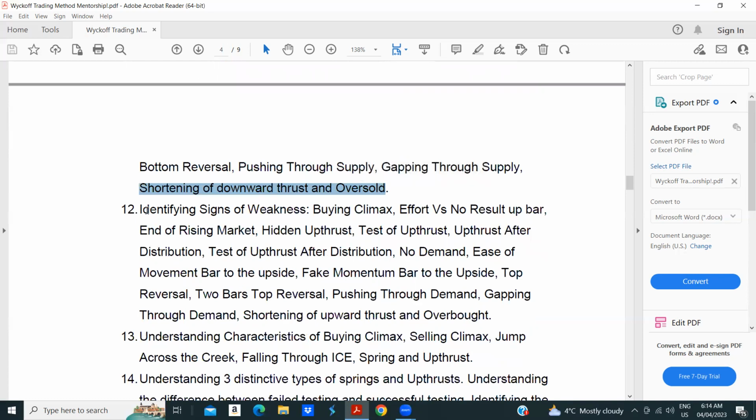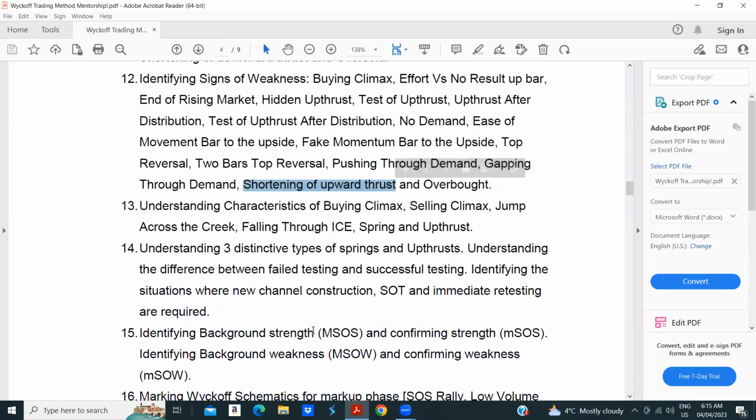Then we're going to identify the signs of weakness, such as the buying climax, effort versus no result, up bar, end of rising market, upthrust, test of upthrust after distribution, no demand, ease of movement bar to the upside, fake momentum bar to the upside, top reversal, 2 bar reversals, 2 bar stop reversals, pushing through demand, gapping through demand, shortening of upward thrust, and the overbought.